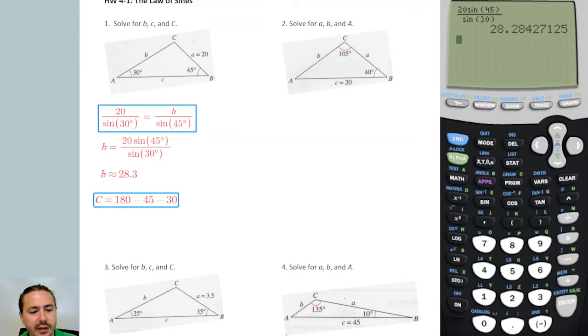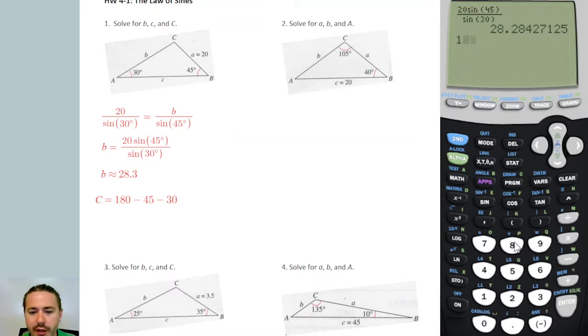So angle C is going to equal, let's double check that. I'm using a lot of calculator today. 180 minus 45 minus 30. Looks like we get 105. So C is going to equal 105 degrees.